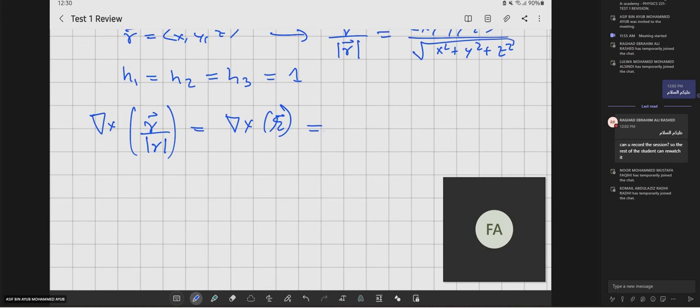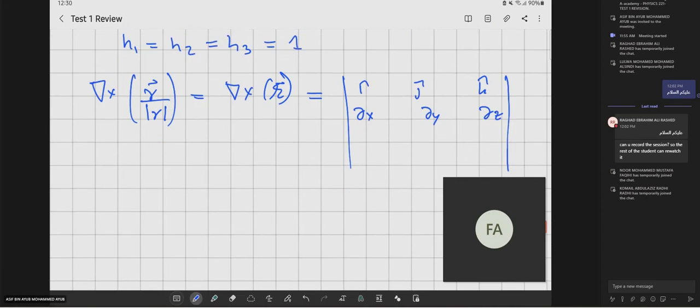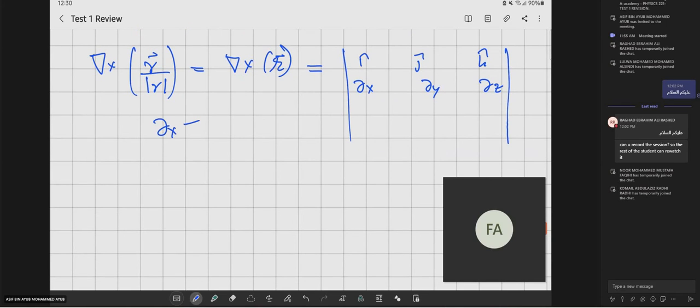Okay, so let's write down the definition of the curl. Partial x, partial y, partial z. And again, a reminder: partial x means ∂/∂x. This is a shorthand.